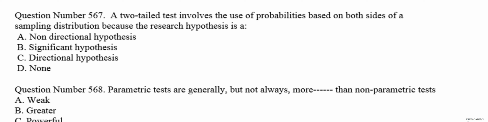Question number 567. A two-tailed test involves the use of probabilities based on both sides of a sampling distribution because the research hypothesis is A. Non-directional hypothesis. B. Significant hypothesis. C. Directional hypothesis. D. None. The correct answer is option A. Non-directional hypothesis.